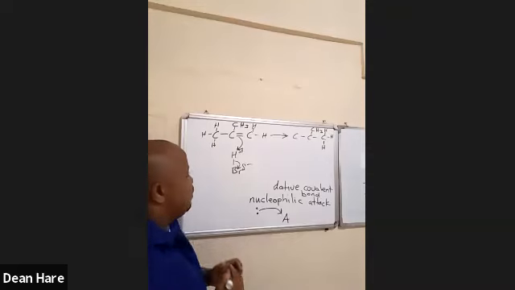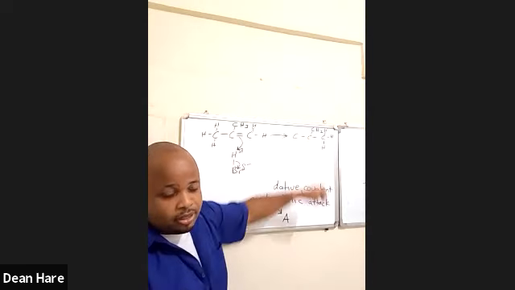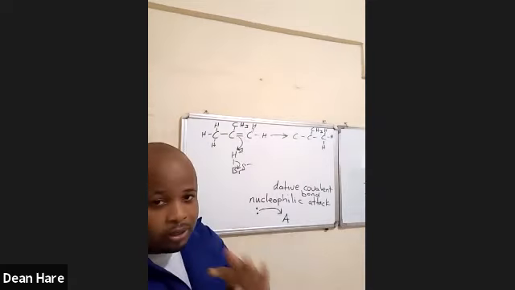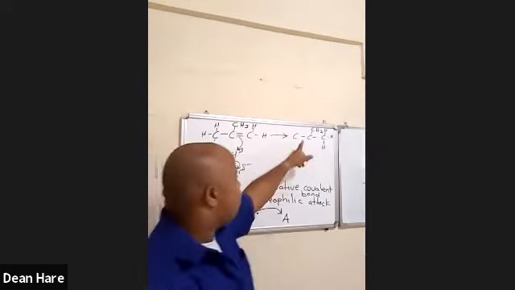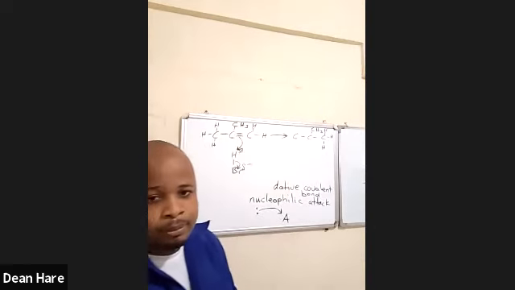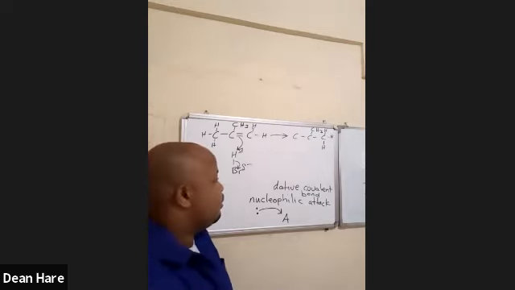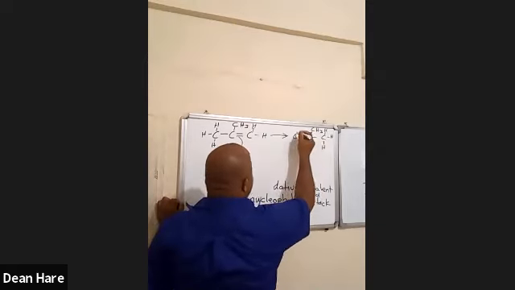Now, this carbon would have 3 bonds, right? Carbon atoms normally form 4 bonds. So what is the term that we use to describe a carbon atom with 3 bonds? A C word. Carbocation. So we are going to form a carbocation.